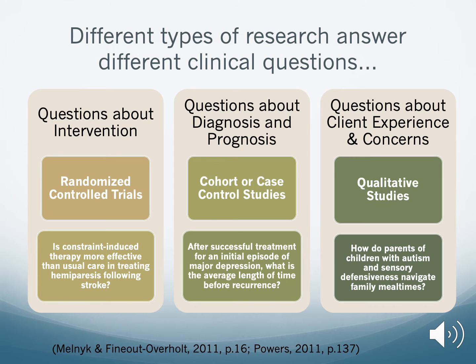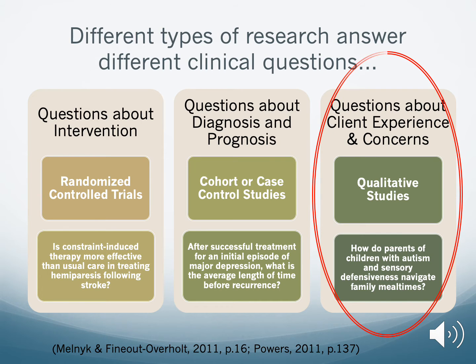When we have questions about client experiences or concerns, qualitative studies are really the way to go. We might want to know about parents of children with autism and sensory defensiveness and how they navigate family mealtimes, for example. The only way to really get at their experiences is to ask them about it and get that information directly. And there's certainly cases where ethical reasons would prevent us from doing a randomized control trial or even sometimes a cohort study, so qualitative methods can be used in those places.